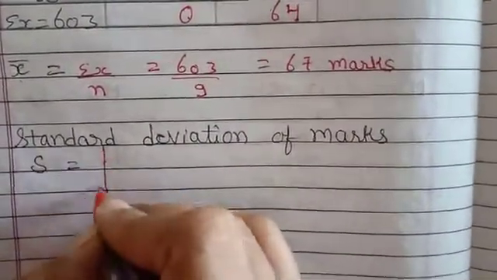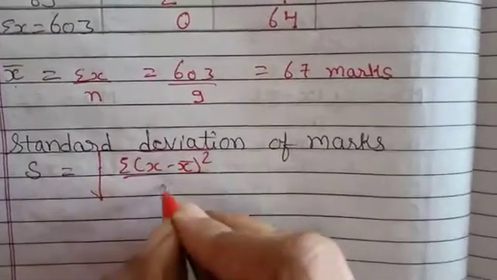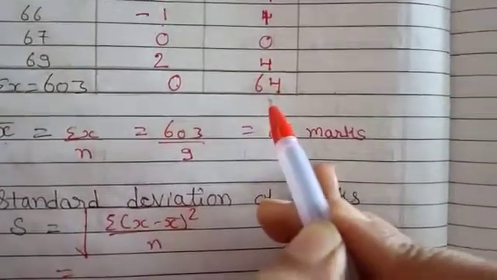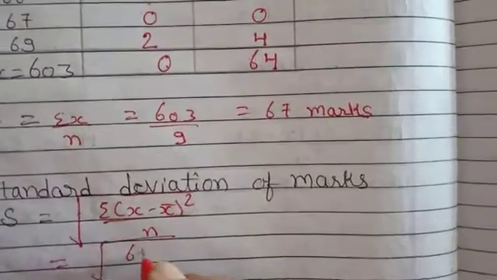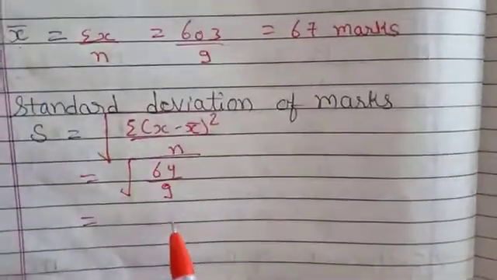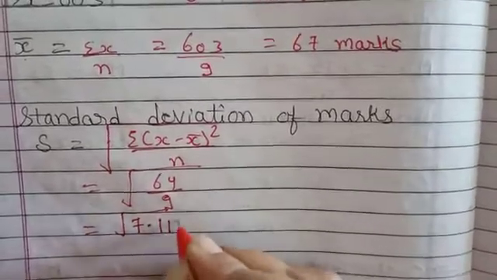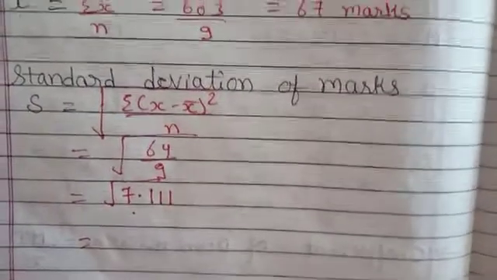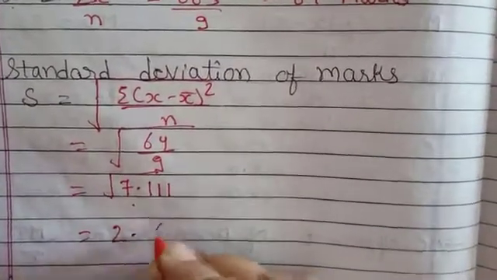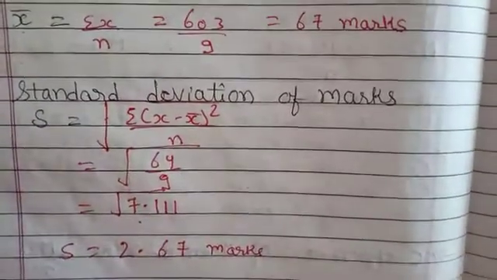Now I will find out the standard deviation of marks. So my standard deviation formula is the square root of sigma (x minus x bar) whole square upon n. Now what is my sigma (x minus x bar) whole square value? That is 64. So 64 divided by n, which is 9. When I divide 64 by 9, I will get 7.111. Now I will find out the square root of this. So I will get my answer as 2.67. So my standard deviation is equal to 2.67 marks.